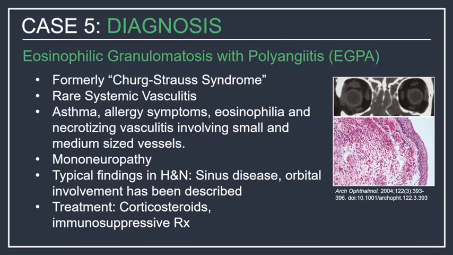So this is a rare systemic vasculitis, which is characterized by asthma, allergy symptoms, as well as eosinophilia, with necrotizing vasculitis involving small and medium-sized vessels. Typical findings in the head and neck, as we see in this example, are sinus disease as well as orbital involvement, and the treatment is with corticosteroids.